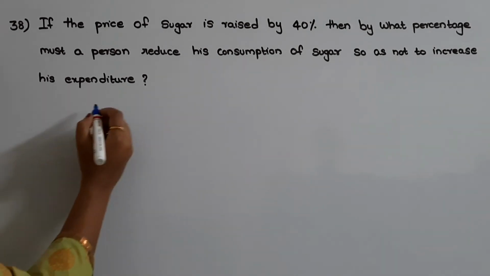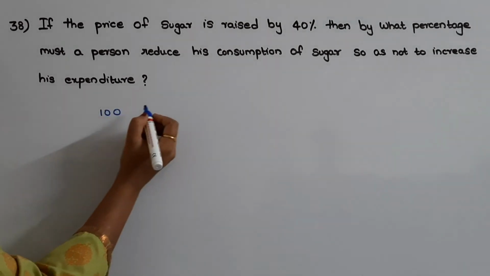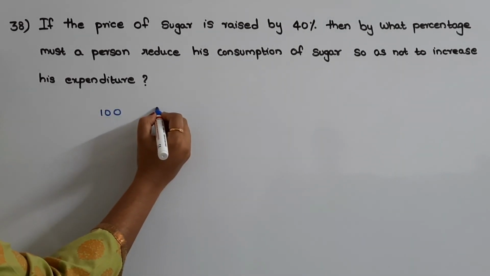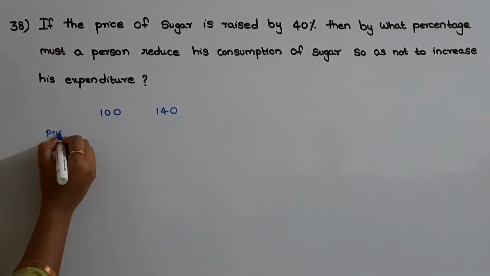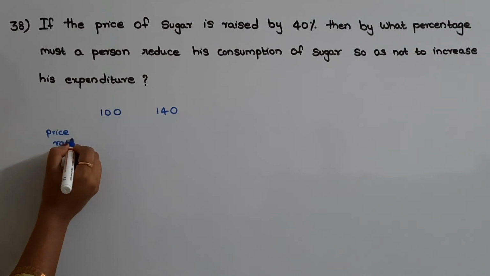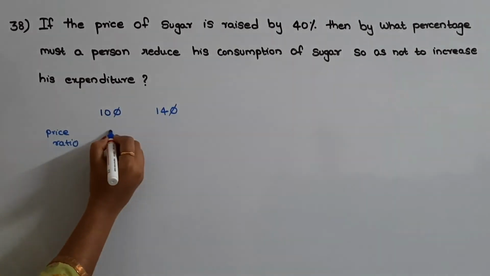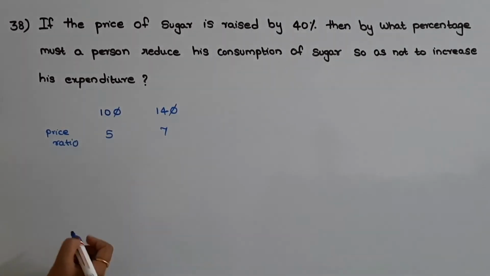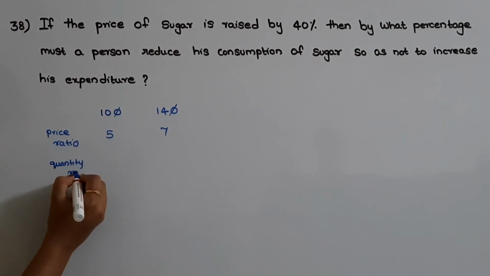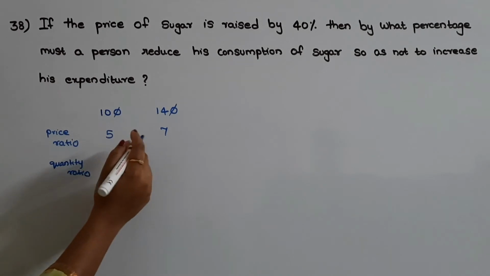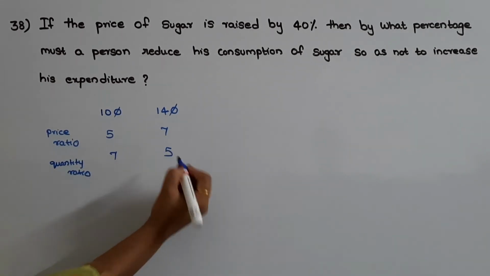So let us assume the original price as 100. Then the price after increase will be equal to 140. So now let us find out the price ratio. The price ratio will be equal to 5:7. We know that quantity ratio is inversely proportional to price ratio. So the quantity ratio will be equal to 7:5.